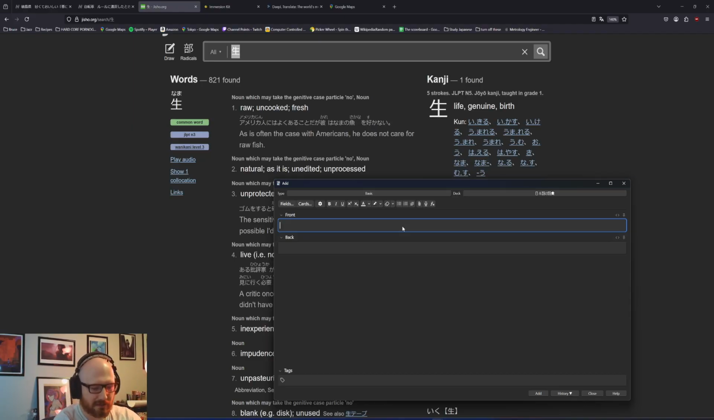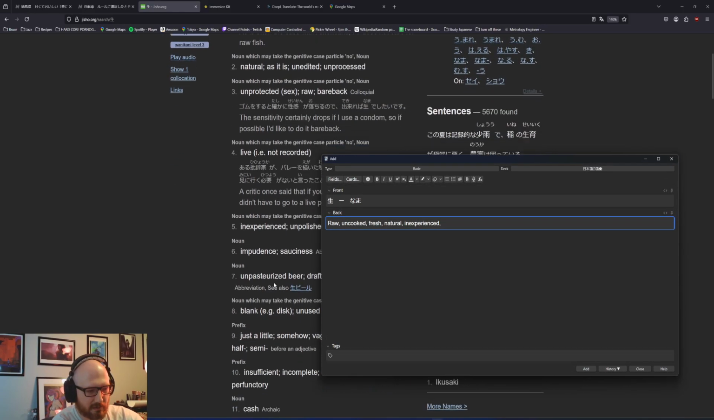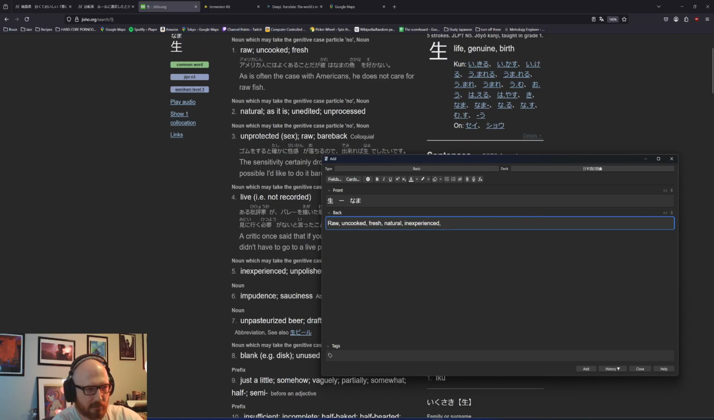Be very specific. Okay, so nama. Nama. Raw. Uncooked. Fresh. Natural. Inexperienced. Okay. Then nama as in "cash." Archaic, though. Insufficient, incomplete, just a little. Okay. And of course, we gotta add it in there. Unprotected sex. Raw dogging, baby. Okay, there we go.